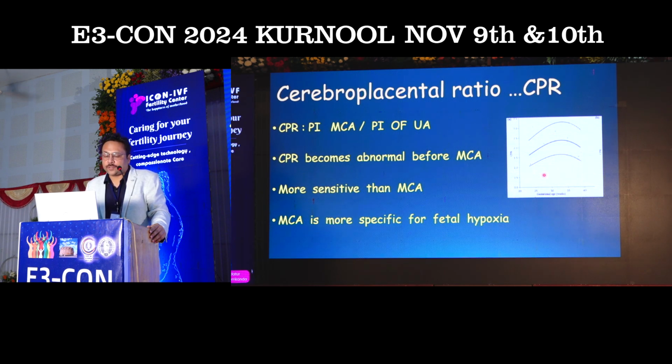Cerebroplacental ratio needs mention here. It is the ratio of MCA PI to PI of umbilical artery. It becomes abnormal before MCA. It is more sensitive than MCA. MCA is more specific for fetal hypoxia.